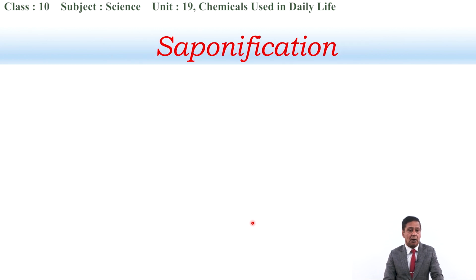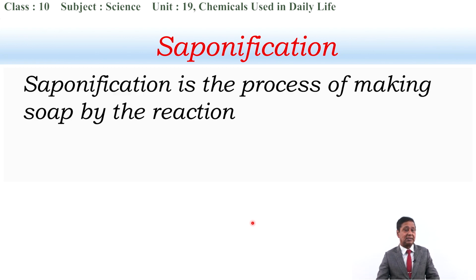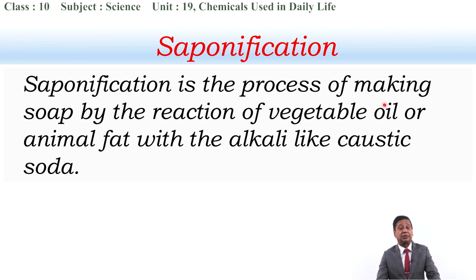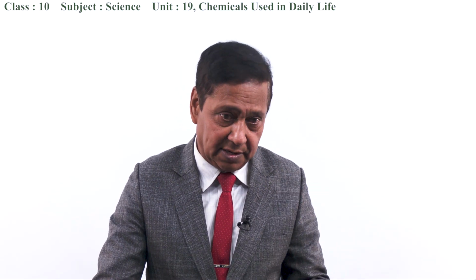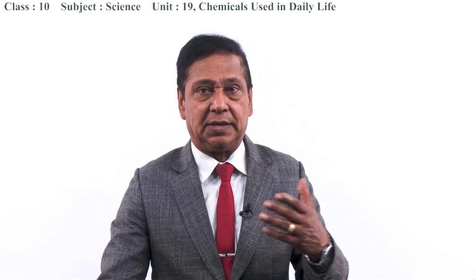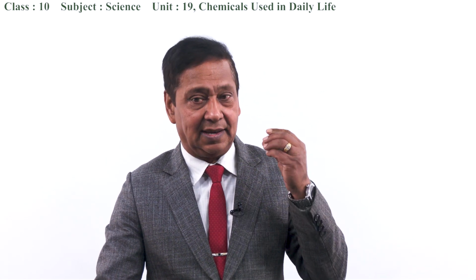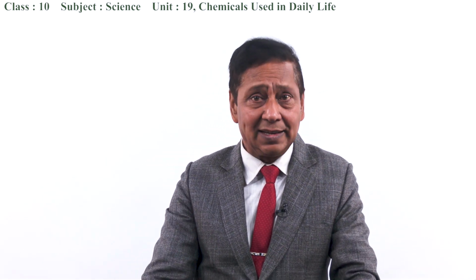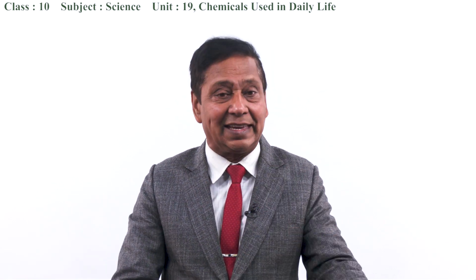Now here a term comes: saponification. What is it? This is the method of making soap. So we can say that saponification is the process of making soap by the reaction of vegetable oil or animal fat with an alkali like caustic soda. This is all about soap related to class 10. What is soap? How is it prepared? What is the raw material of soap? And what is saponification? Okay, now let's have another: detergent, which is also called synthetic detergent.